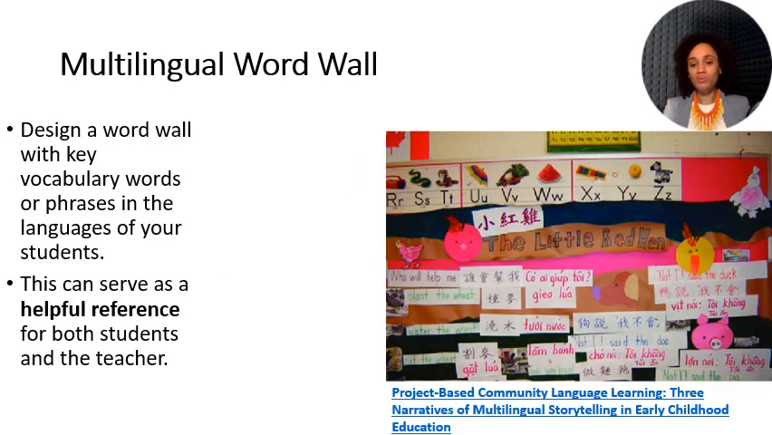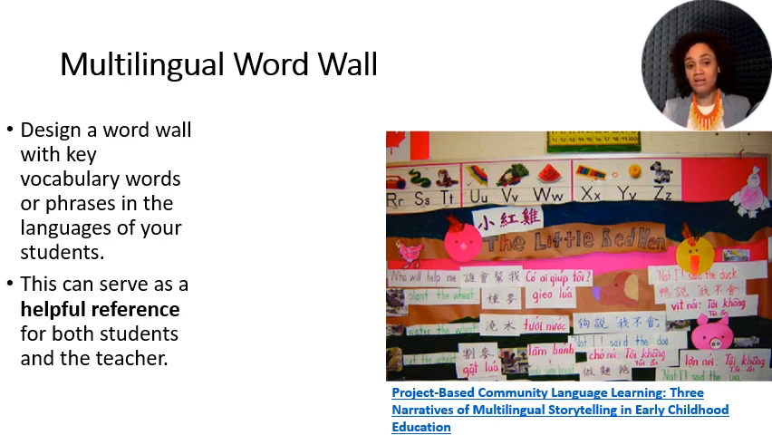Multilingual word wall. This is, again, a hyperlink. It's in blue, so you can click it. You can find out more about this project focused on narratives and multilingual storytelling in early childhood education. So you could design a word wall with key vocabulary words or phrases in the languages of your students. And that can be a useful reference for both yourselves as teachers, but also your students.